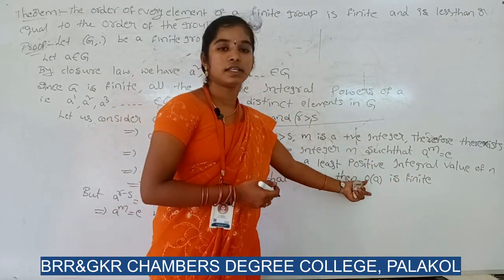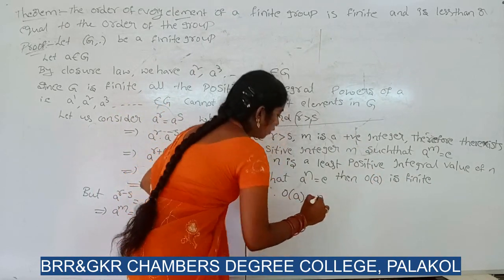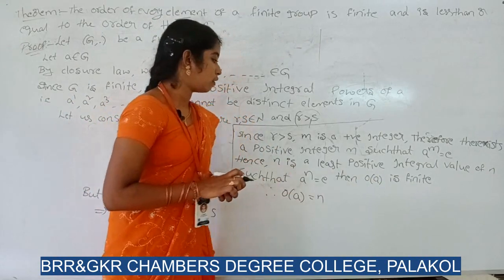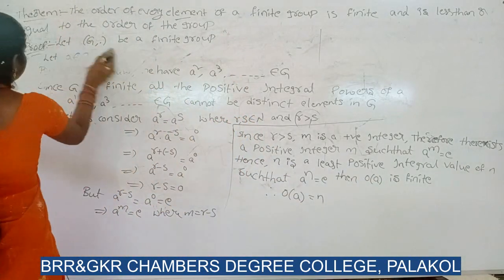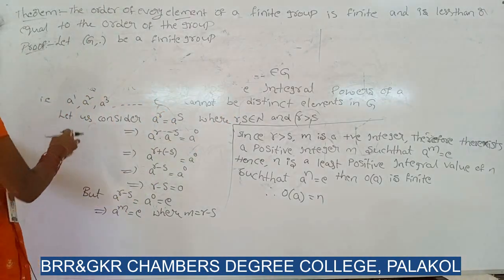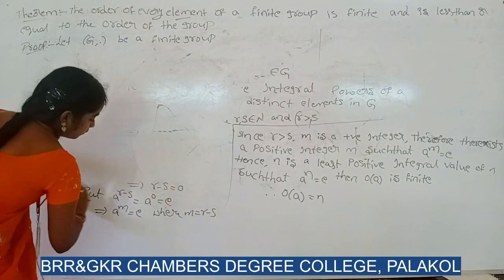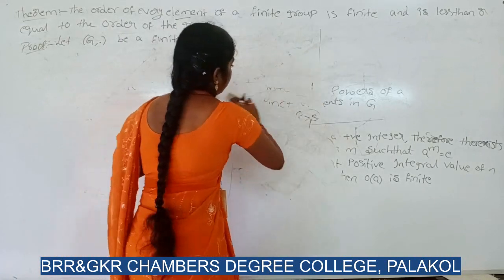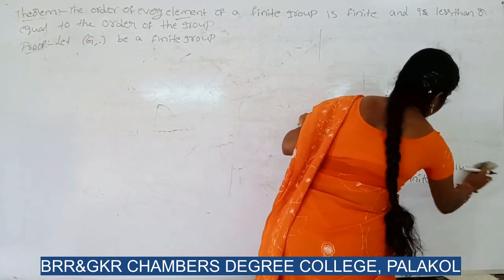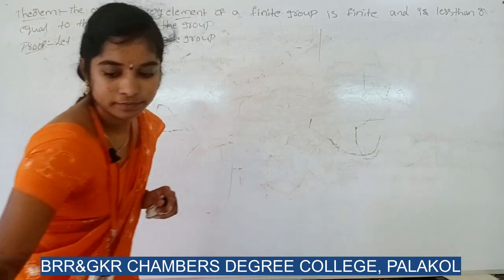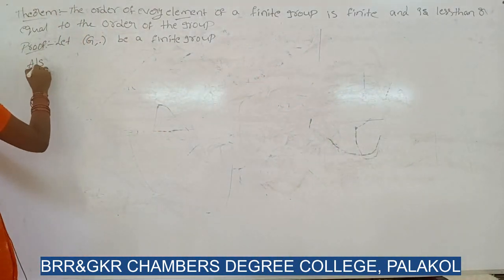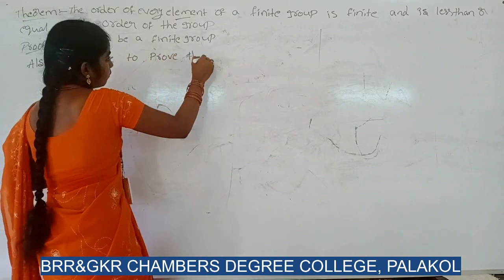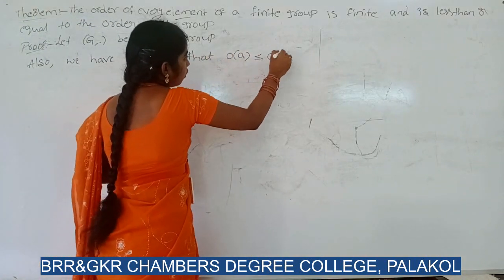Therefore, the order of a is finite, that means order of a equals n, so a power n equals e. Next, we also have to prove that the order of a is less than or equal to the order of z.